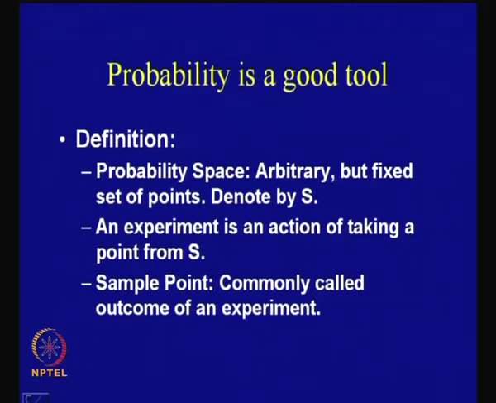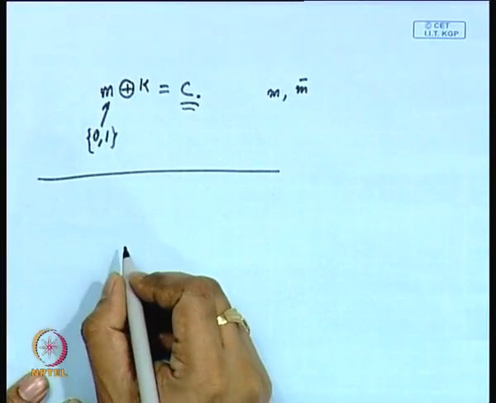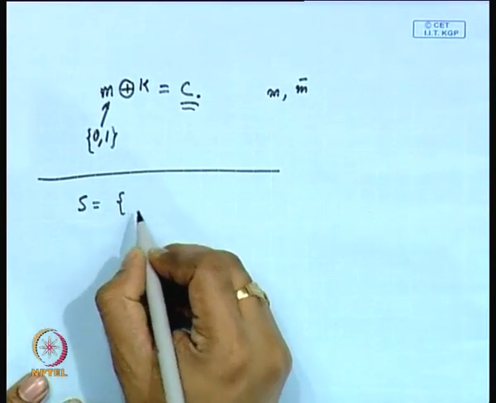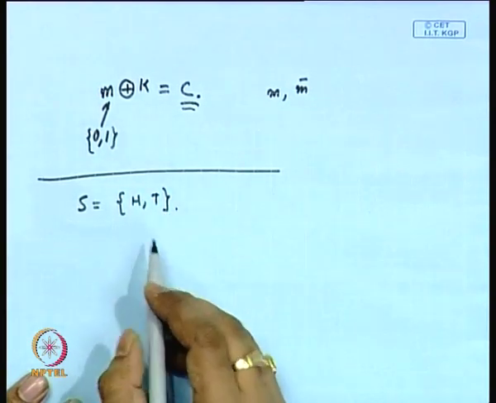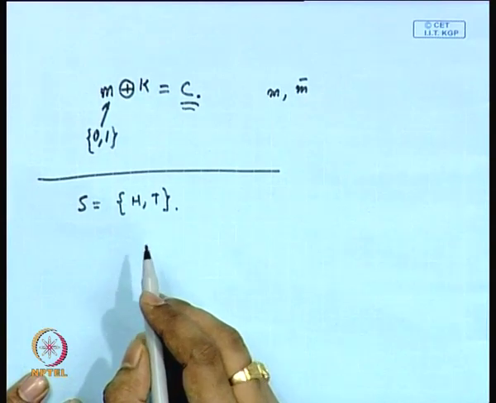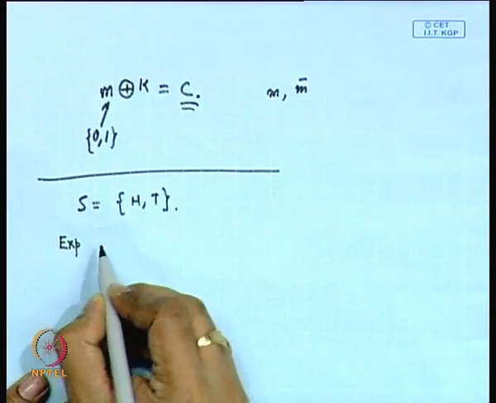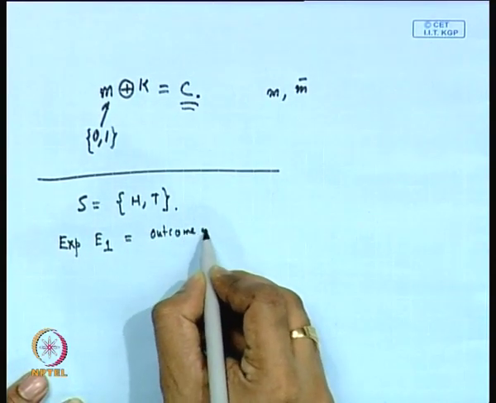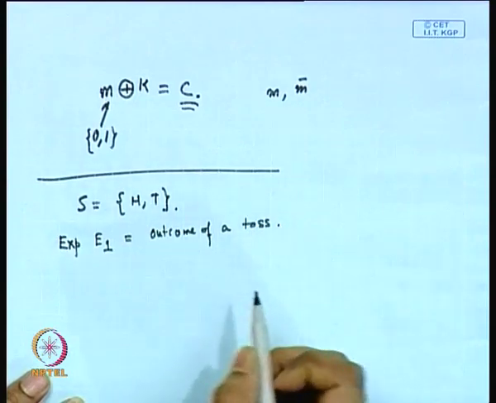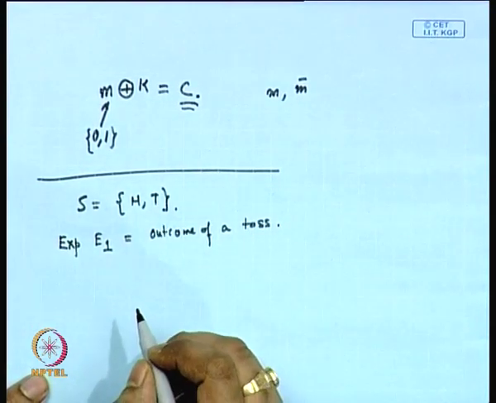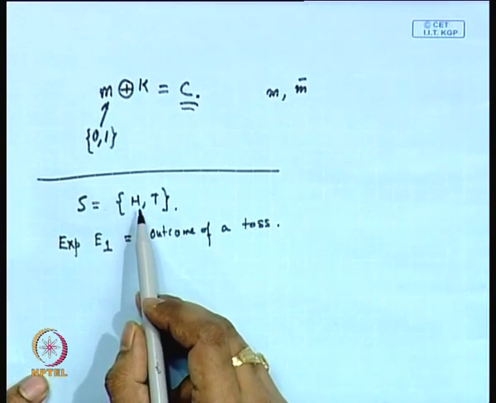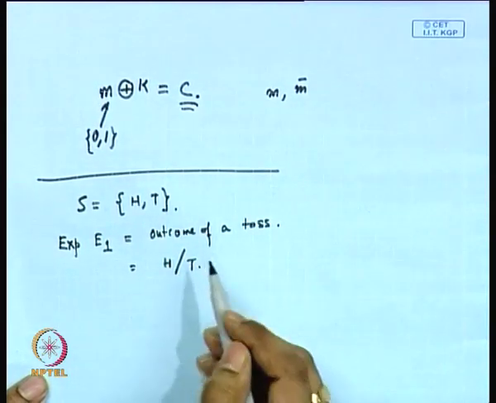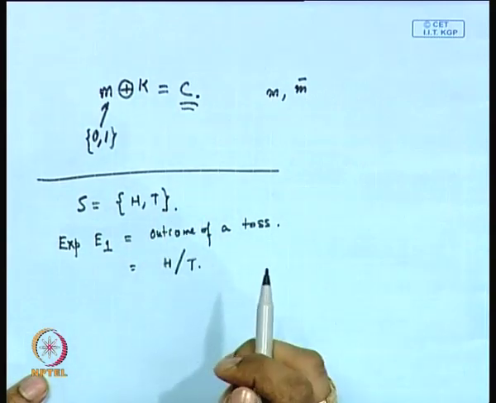So let us consider an example. Suppose there is an unbiased coin. The unbiased coin can take two possible values, so we define its sample space to be the values head and tail. It can take either the head value or the tail value. And then we define an experiment. The experiment E1 is the outcome of a toss. If we assume that this is an unbiased coin, then this experiment essentially samples a point from this sample space. So this result can either be a head or a tail.